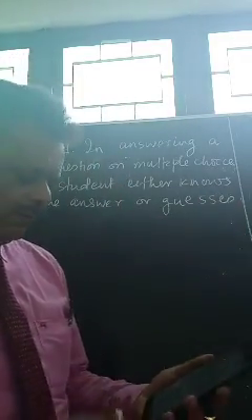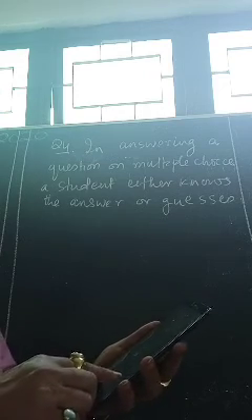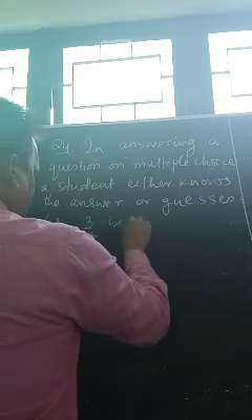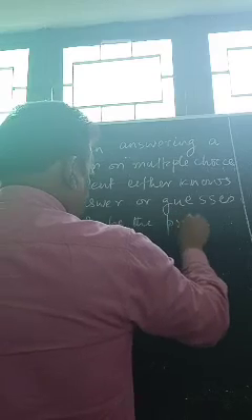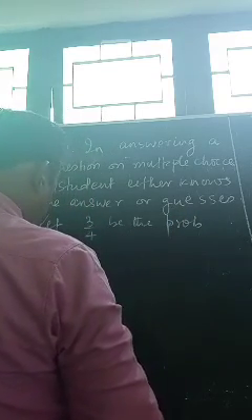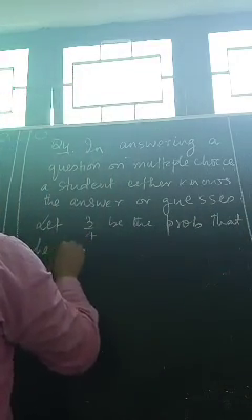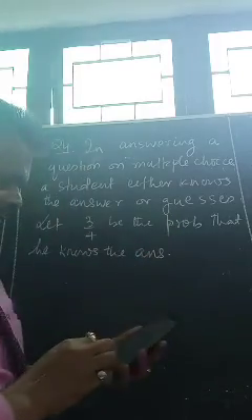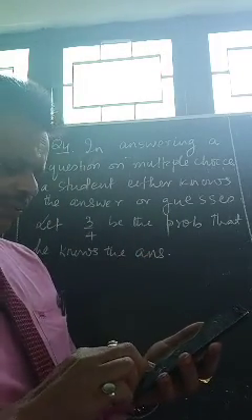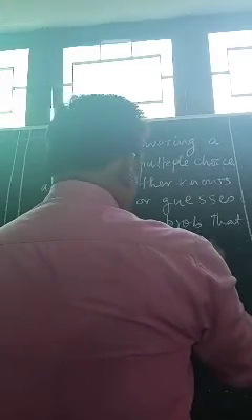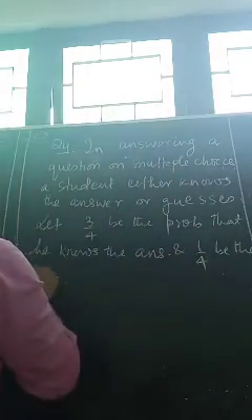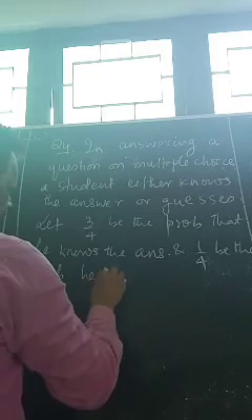Okay. Then what is that? Let 3 by 4 be the probability that he knows the answer, and 1 by 4 be the probability he guesses.